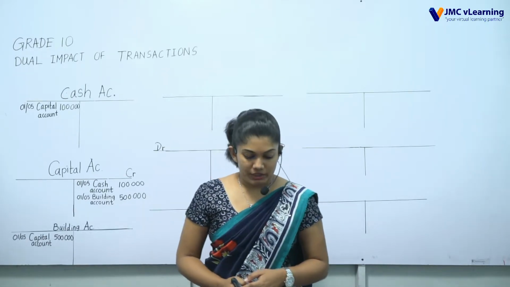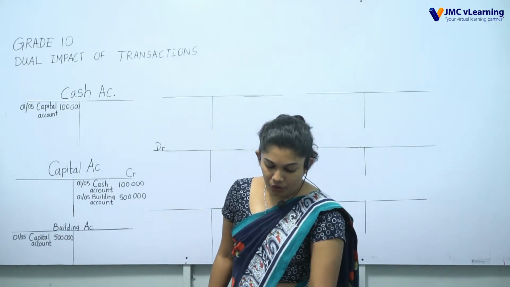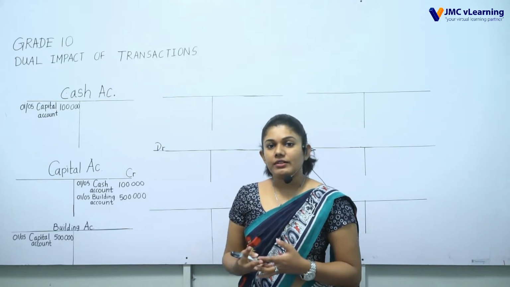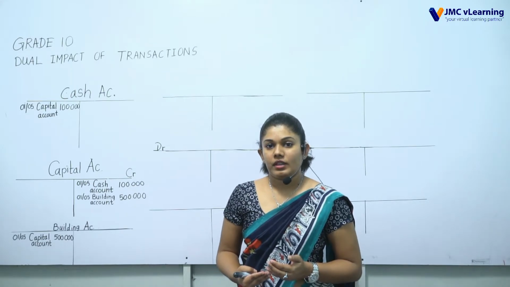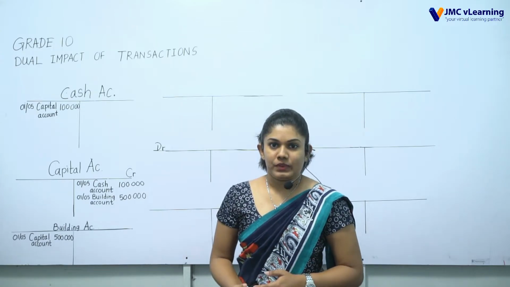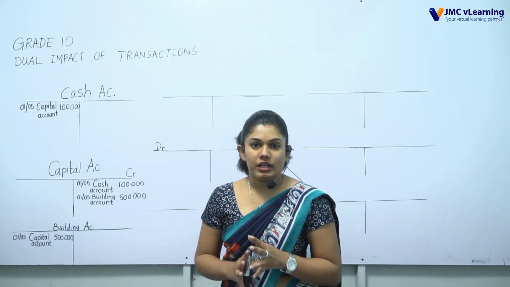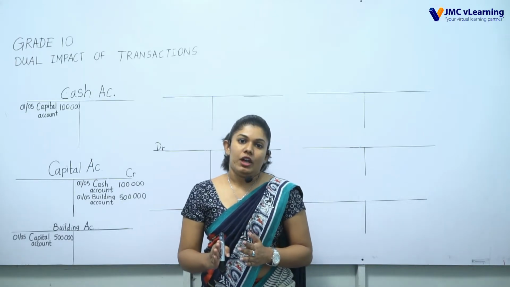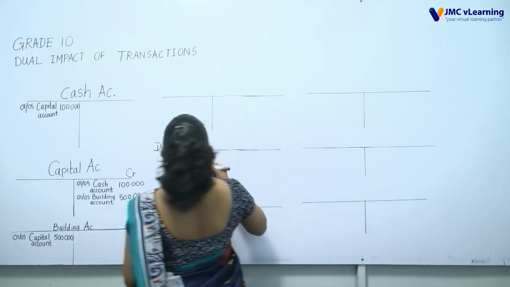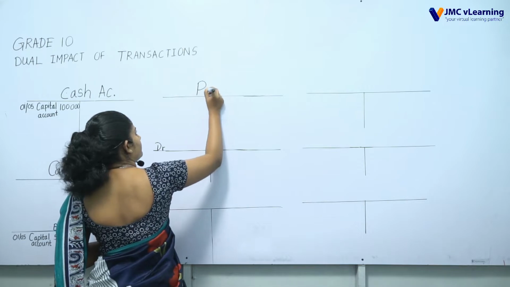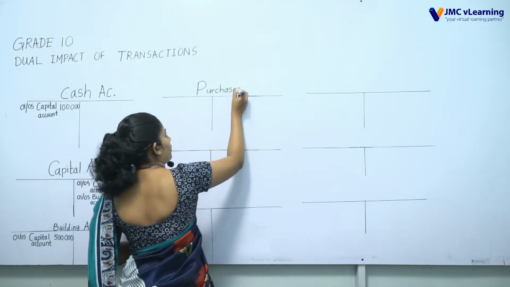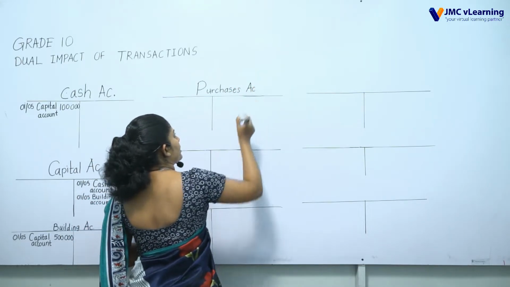And next transaction, purchasing flour and raw materials, 20,000 rupees. Raw materials, the things required to start the production. That means inventory, but to use in the production. When purchasing inventory to use in the production, we call it an expense, which is purchases. So we have to open up another account, the purchases account.